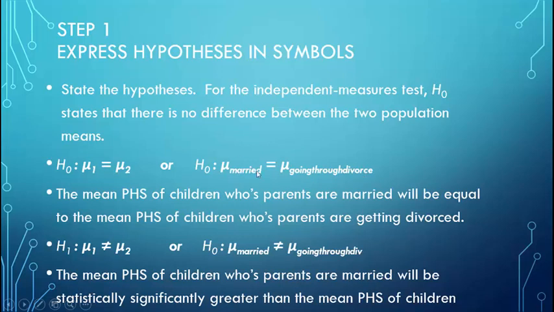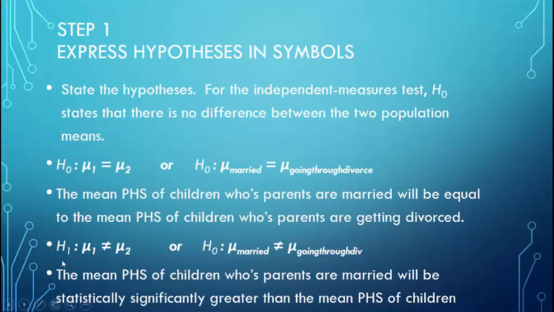I kind of like using the more descriptive subscript so that you're clear of what you're talking about versus just the numbers, but it's truly up to you. And in words, we're saying the mean physical health score of children whose parents are married will be equal to the mean physical health score of children whose parents are going through divorce. And you can write it this way or with the numbers as subscript. You don't need to write both. You just pick whichever way you like better.